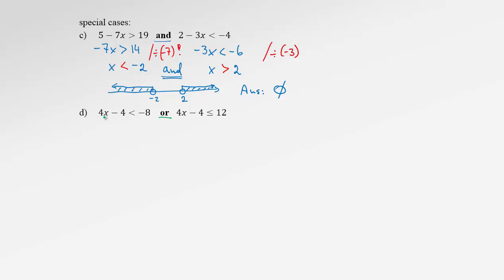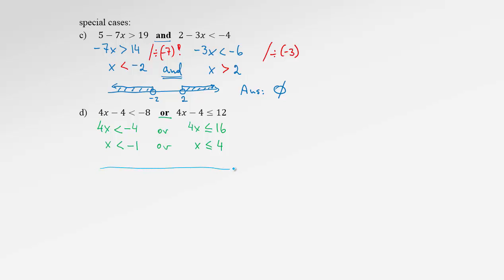Let's see. To solve for x, we add 4 to both sides. We have 4x smaller than negative 8 plus 4, which is negative 4. And then divide by 4, we end up with x smaller than negative 1. Keep writing or and solve the second inequality. 4x, add 4 to the other side, so we have smaller equal 12 plus 4, which is 16. Divide by 4, we end up with x smaller equal 4.